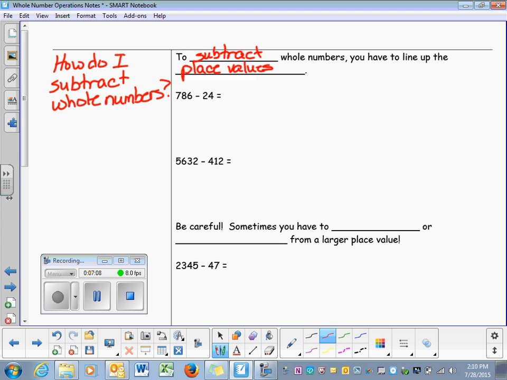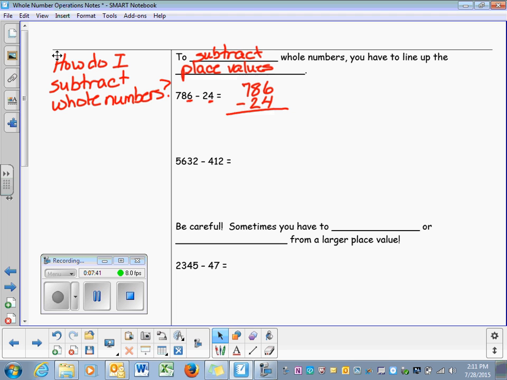So, as I look at our very first problem, 786 minus 24, the 6 and the 4 are both in the ones place. With subtraction, it is important that you order your numbers from left to right. So the number on the left, 786, will have to go on the top. And then I need to carefully line up my place values, ones place, tens place, as I write the second number.